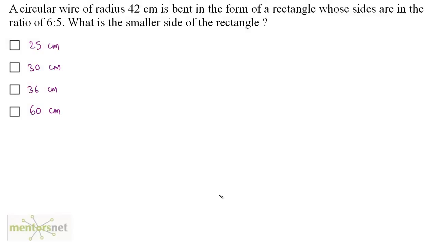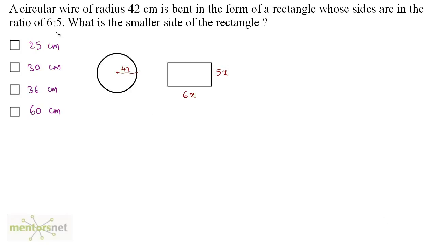A circular wire of radius 42 centimeters is bent in the form of a rectangle whose sides are in the ratio of 6:5. What is the smaller side of the rectangle? So there is a circle and there is a rectangle, and we have been given the ratio of the sides of this rectangle, that's 6:5. So I can write it as 6x and 5x, x being the constant. Now we have been given the radius of the circular wire, that's 42 centimeters.